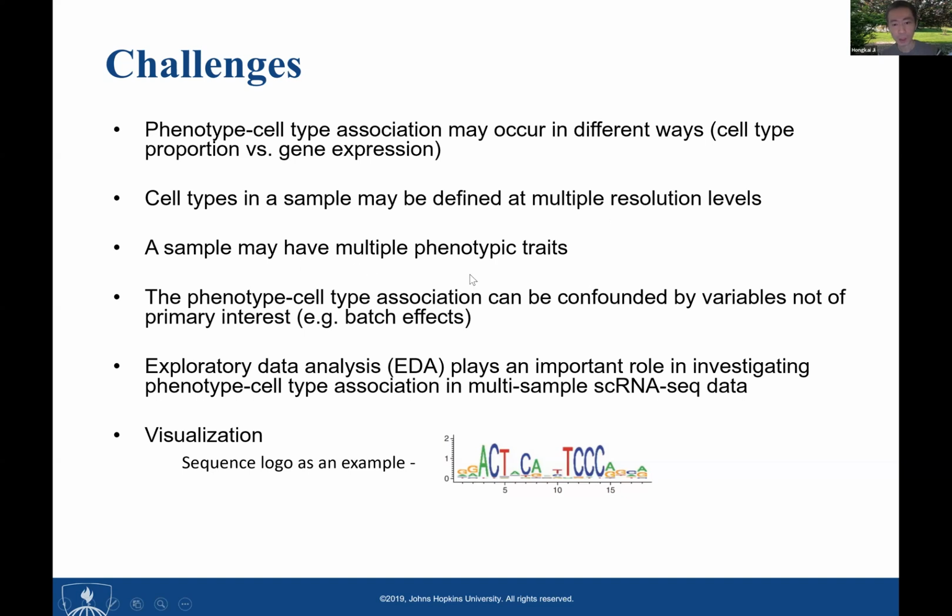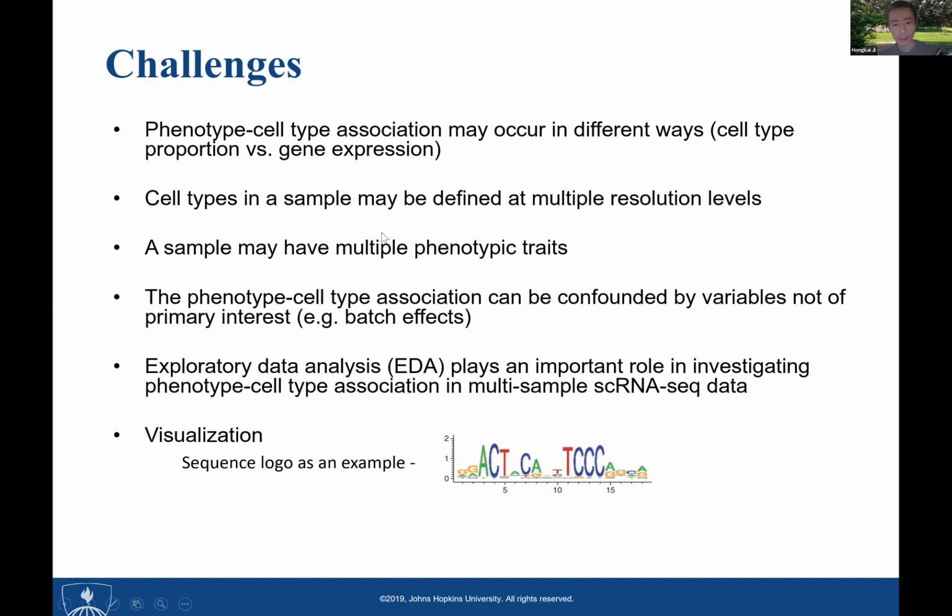Also, a sample may have multiple phenotypic traits. In addition to, say, disease severity, you can also have other characteristics of a sample, say whether the sample eventually recovered or did not survive, and the age of the sample, et cetera. And the association between phenotype and cell type can also be confounded by variables that you are not interested in, say the batch effect. For example, if you want to combine data from multiple studies, there are obviously study-specific effects that you are not interested in and want to remove or account for.